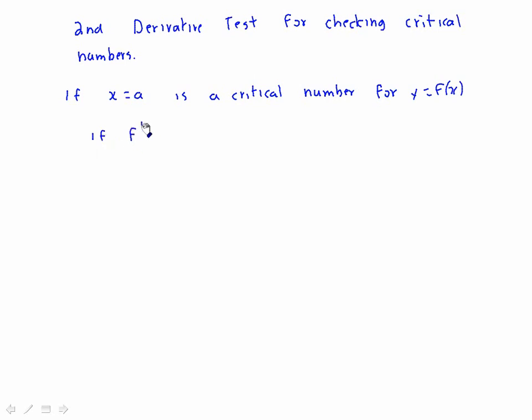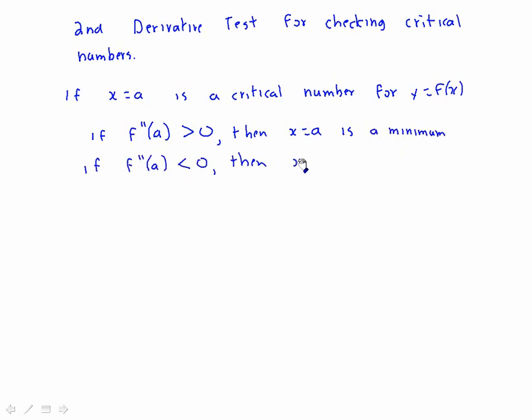If the second derivative at a, so we plug that into the second derivative, we get a positive number greater than 0, then x equal a is a minimum. And if the second derivative is less than 0, then x equal a is a maximum.